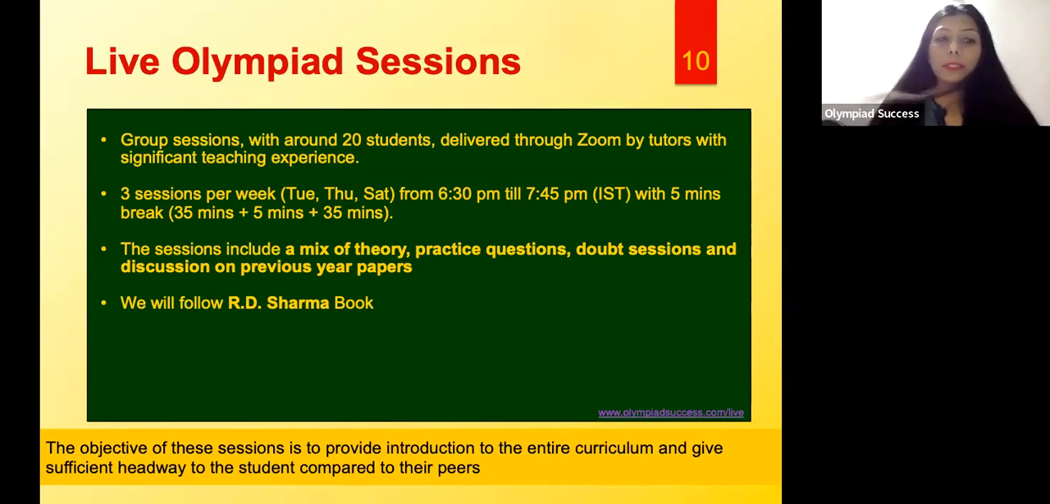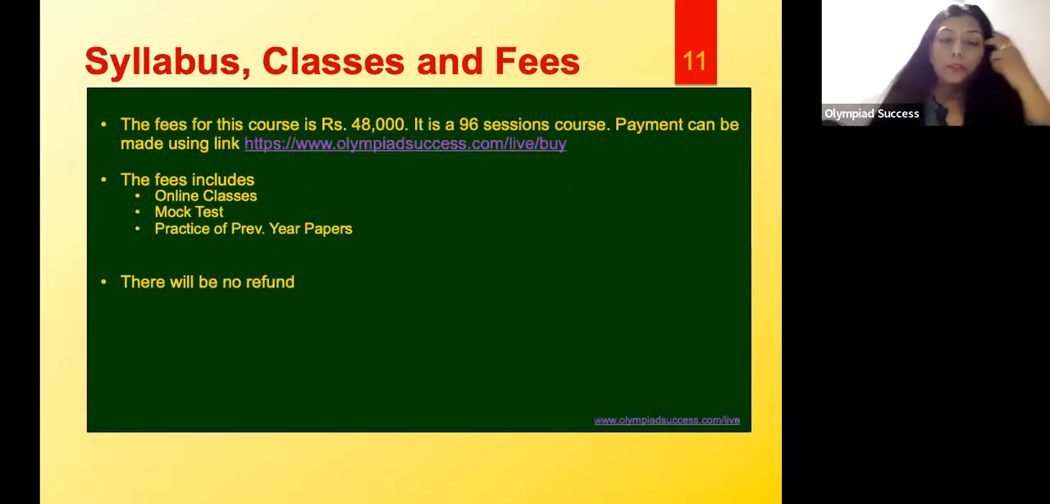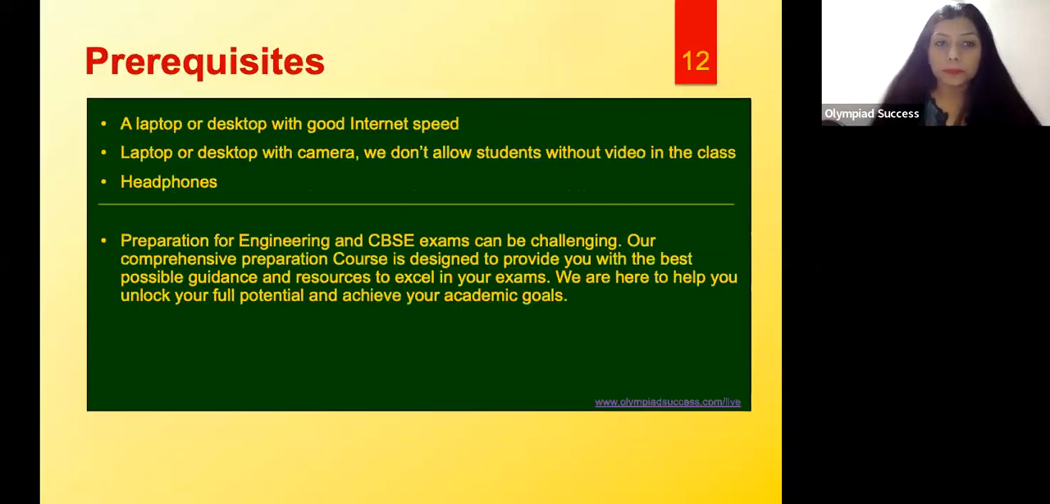And very importantly, in this entire course, we will try to strictly adhere to the R.D. Sharma book. Okay. The fees for this course is rupees 48,000 and it is going to be a 96 sessions course. Payment can be made by using this particular link. And the fee includes online classes, mock test and practice of previous year papers.